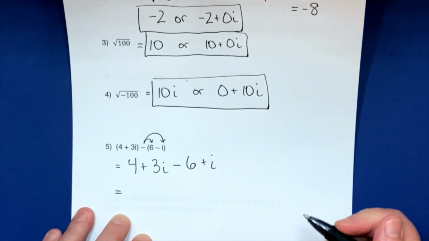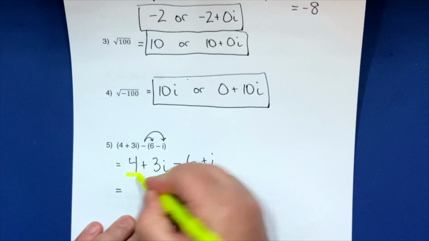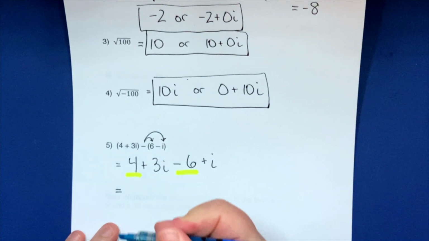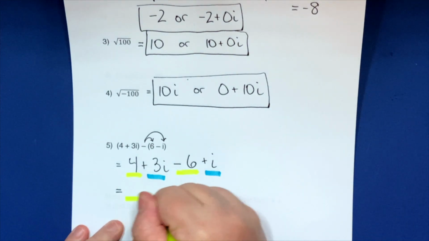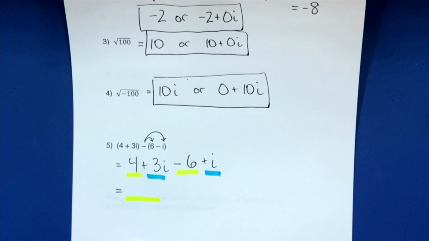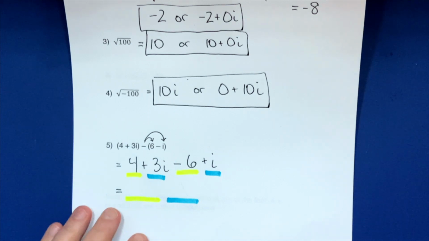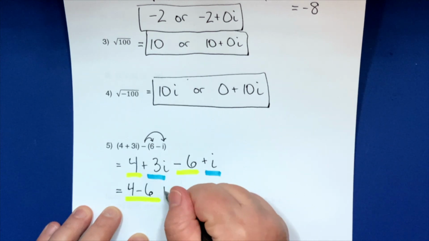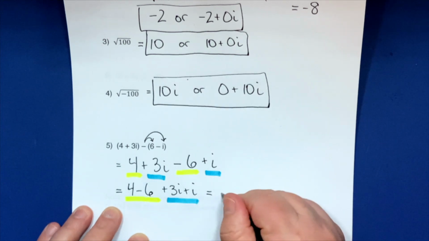Then you're going to realize that we've got two different types of number here. We've got the real numbers, and then we've also got the imaginary numbers. And so the real parts and the imaginary parts don't interact very much at all. They just kind of hang out next to each other. So I'm going to combine the real parts and then combine the imaginary parts. For the real parts, I've got 4 minus 6. And for the imaginary parts, I've got plus 3i plus i. So altogether, my real part is -2.